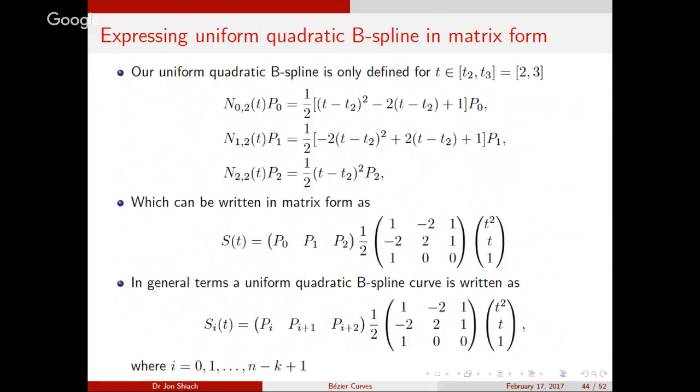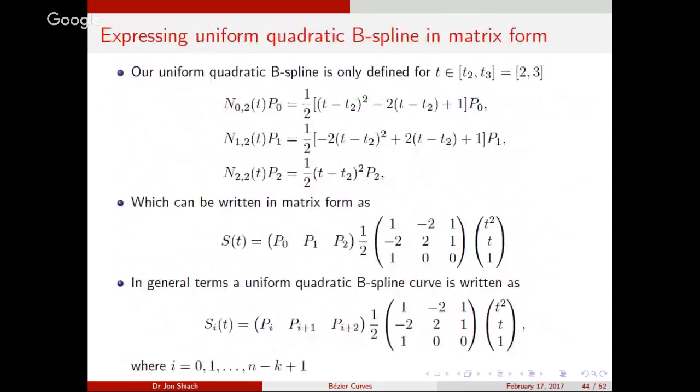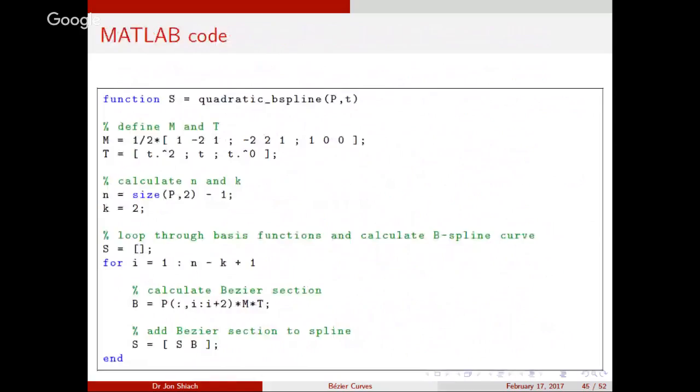In general terms, what if I had lots more knots? What if, instead of having knots 1, 2, 3, 4, 5, I had 20 knots? The area where it would be defined would be a lot greater. So in general terms, depending on where the knots are, the control points will change. If we were going along one, we'd be using a different three control points. So that's the general form of a uniform quadratic B-spline curve.